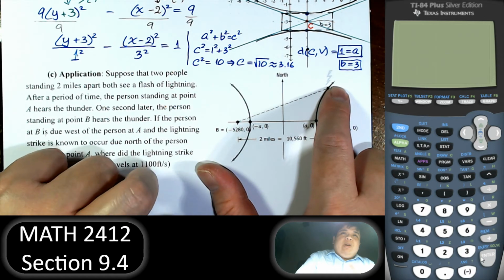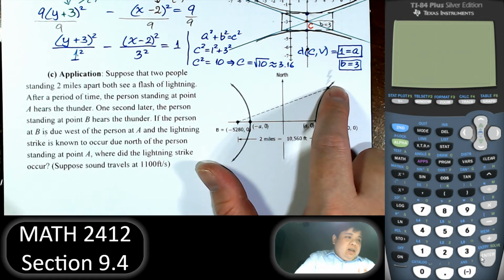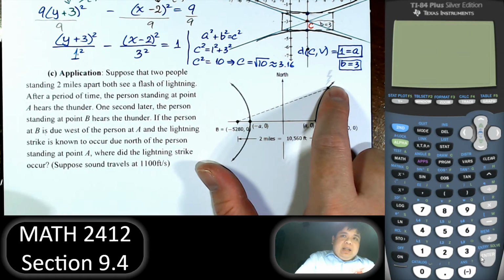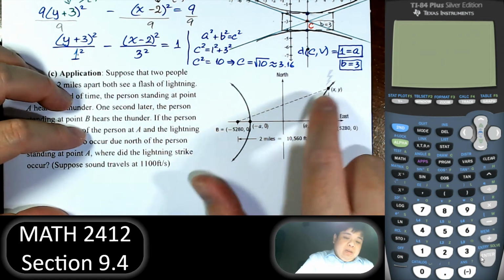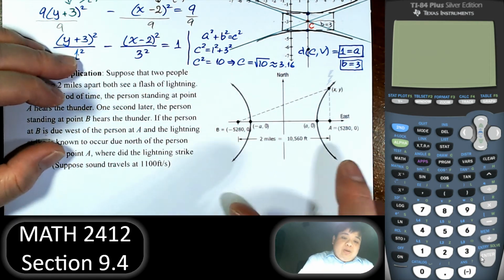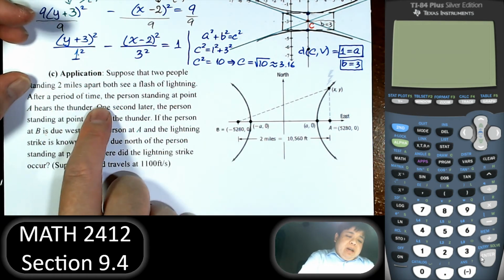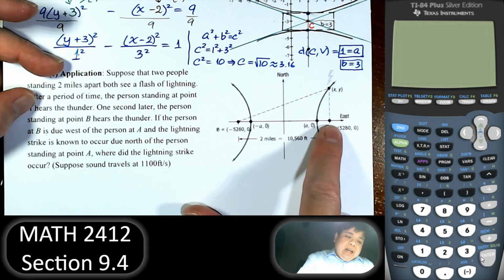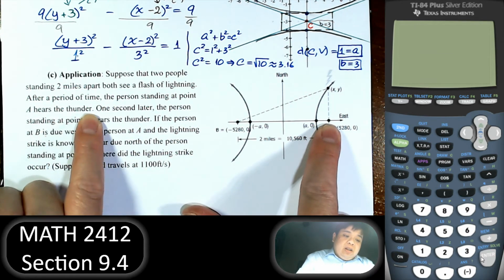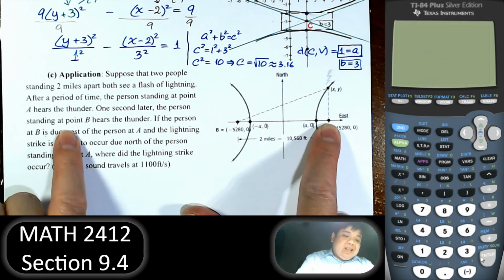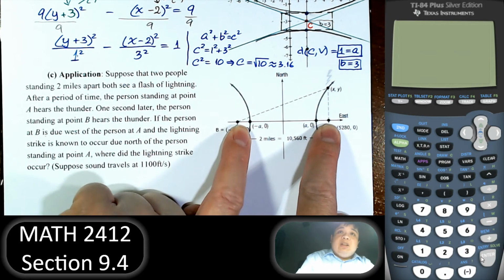So the speed of light is 300,000 kilometers per second. That is extremely fast, almost, let's just consider it instant, compared to the speed of sound, which is a lot slower. Right. So after a period of time, the person standing at point A hears the thunder, and 1 second later, the person standing at B hears the thunder.